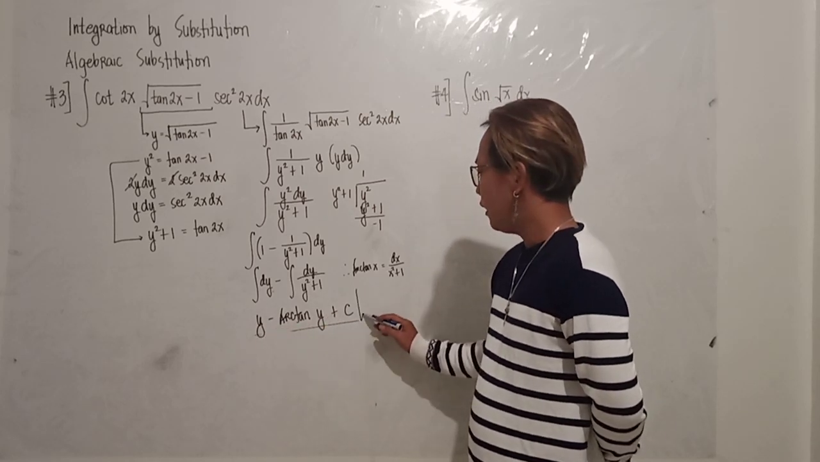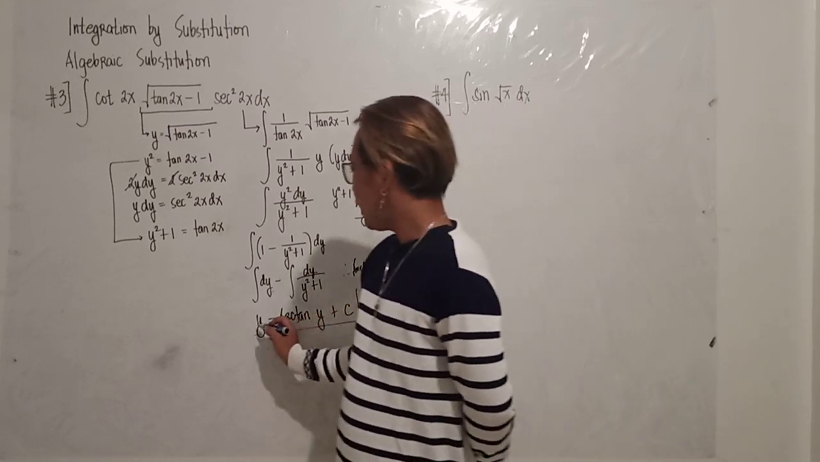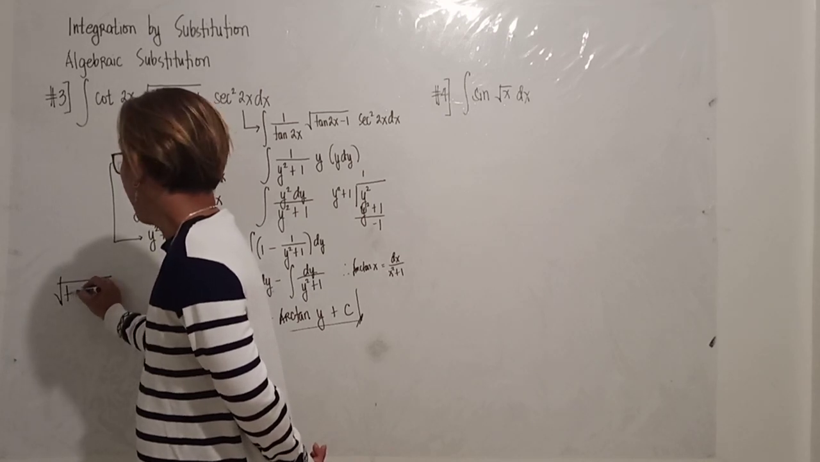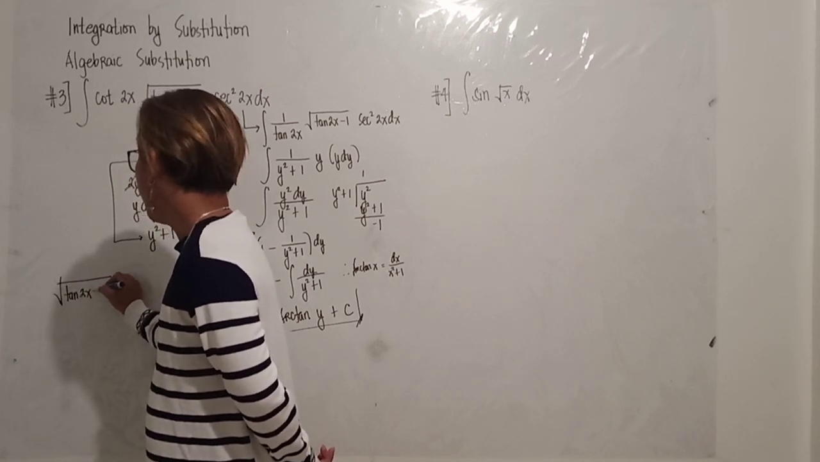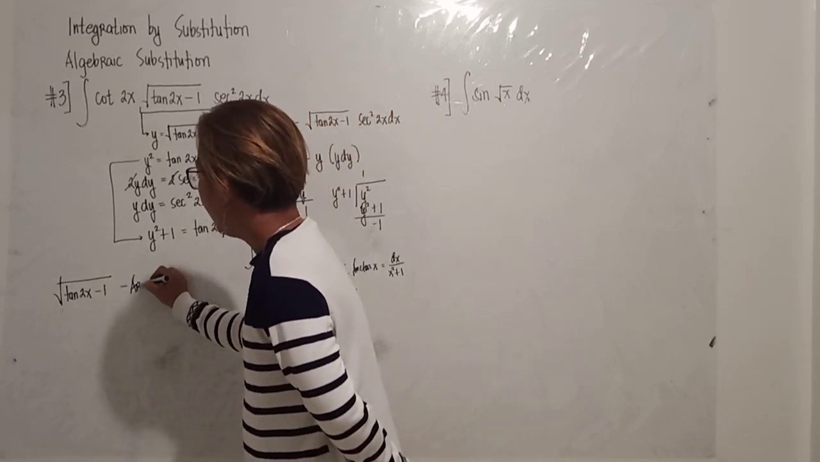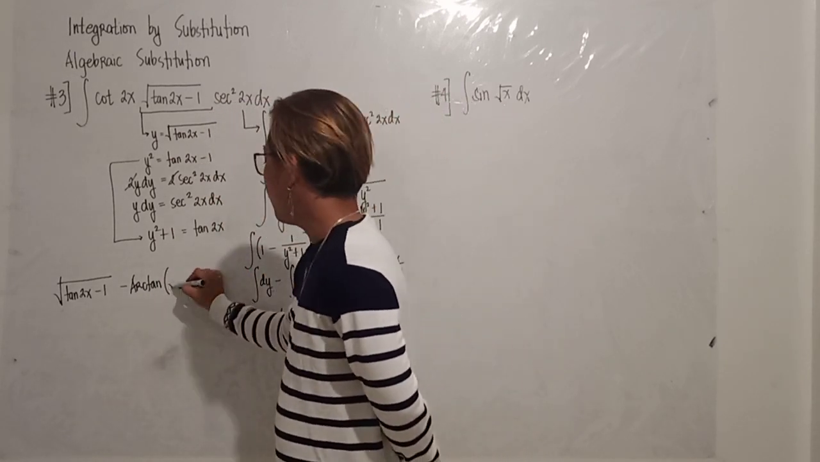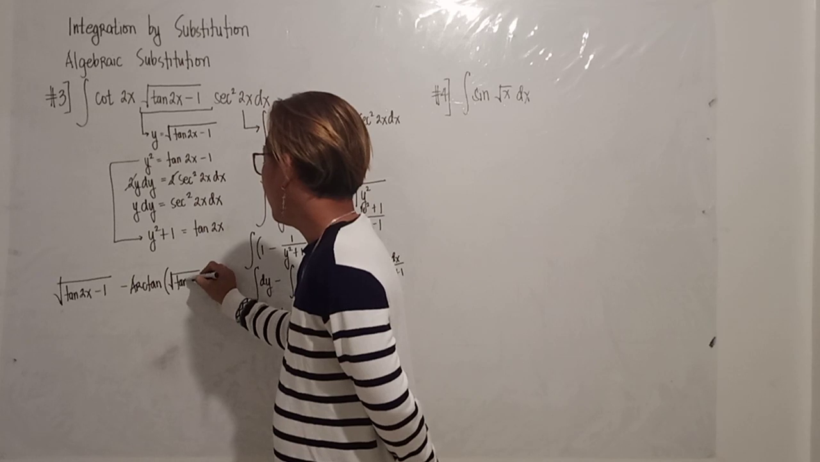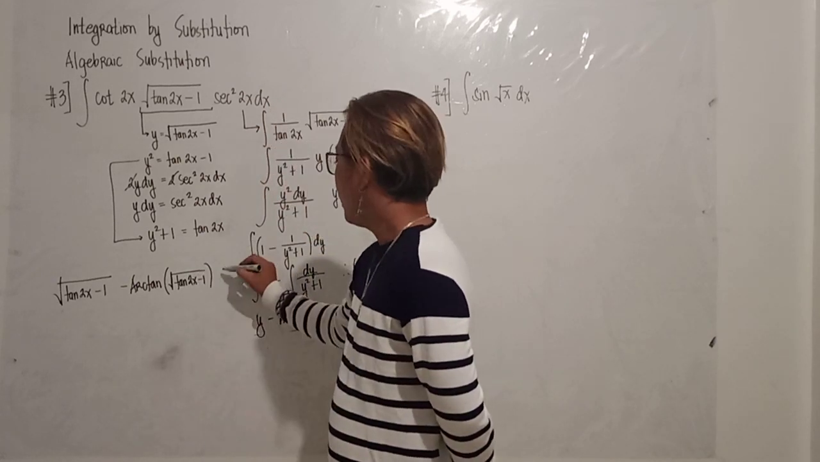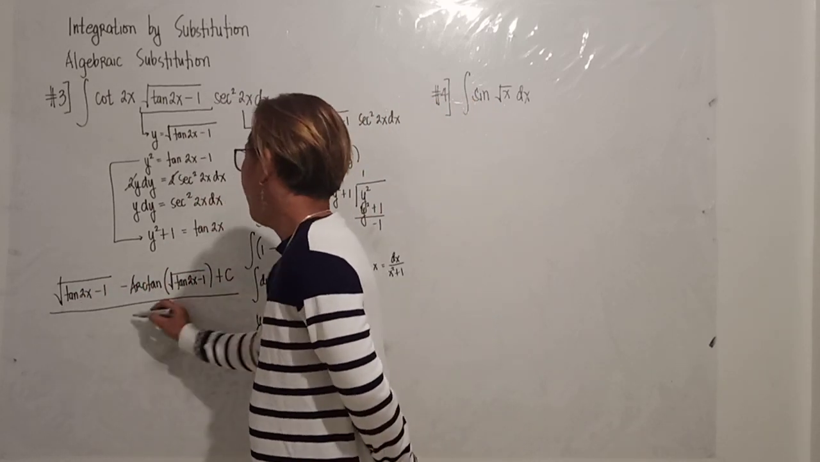However, it is a function of y. We need to return it to a function of x. So y is the square root of tangent of 2x minus 1, minus the arctan of y, which is the square root of tangent of 2x minus 1, plus c. So this will be your final answer.